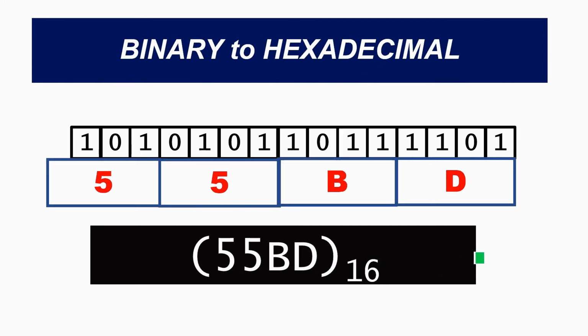Now let us see how to convert binary to hexadecimal. We simply group the binary digits in groups of 4. This is 4 digits, 4 digits, 4 digits, and the next 4 digits. And then we take the hexadecimal equivalent of each group of 4 digits. This is a D, B, 5, 5. So this binary pattern converts to 55BD in hexadecimal.